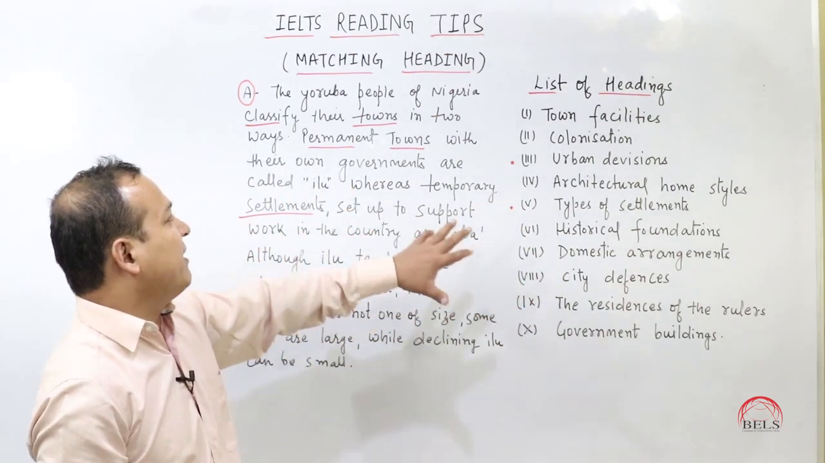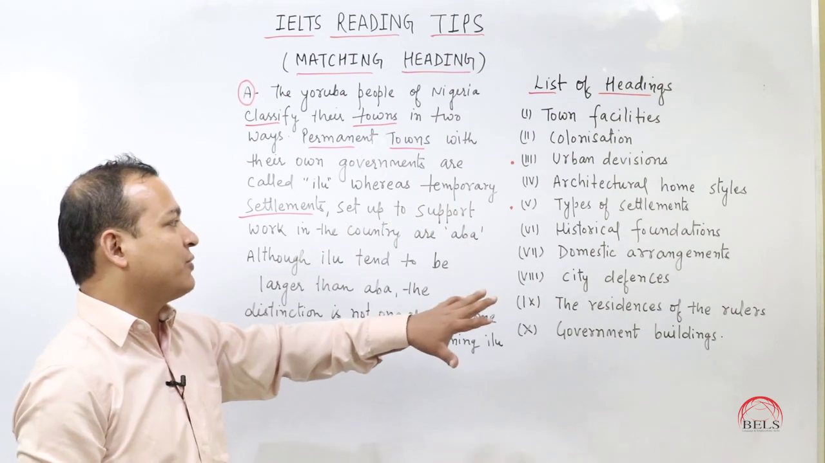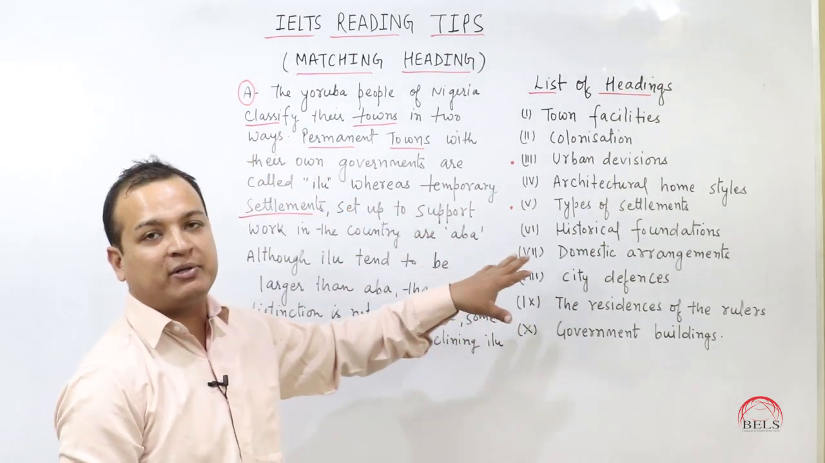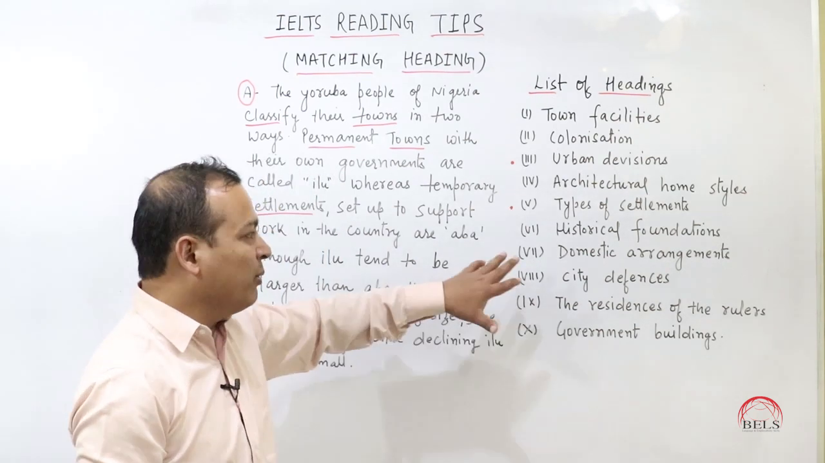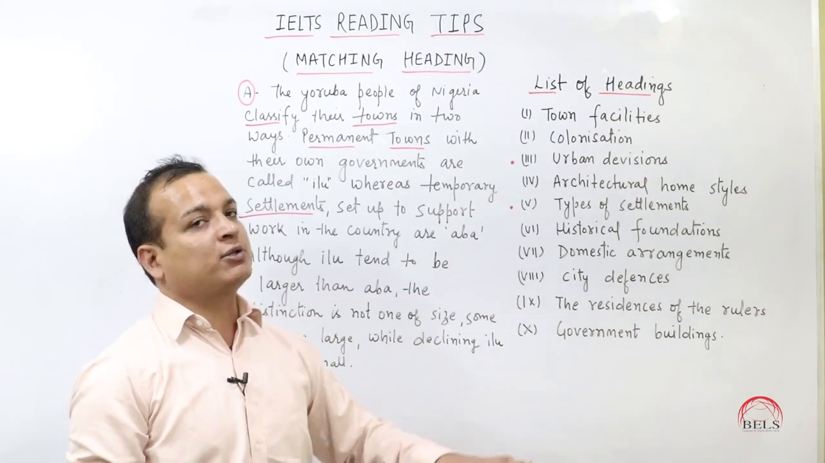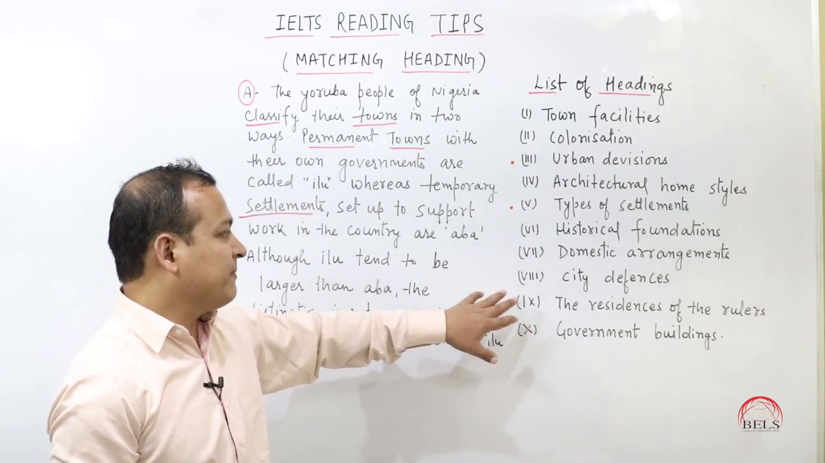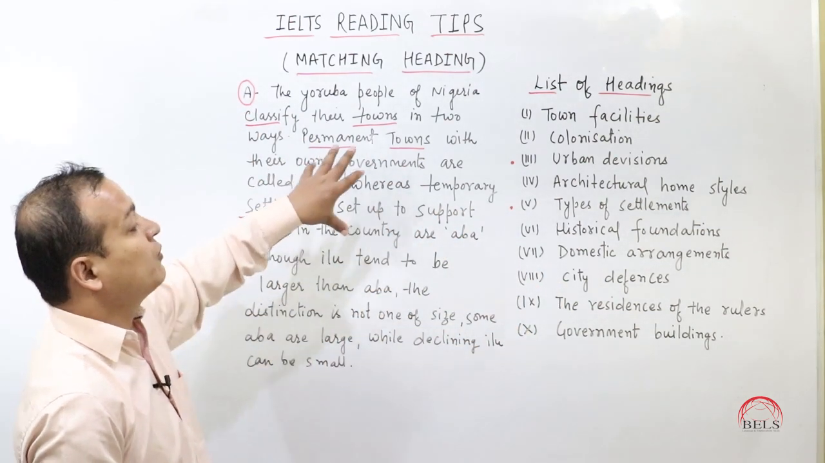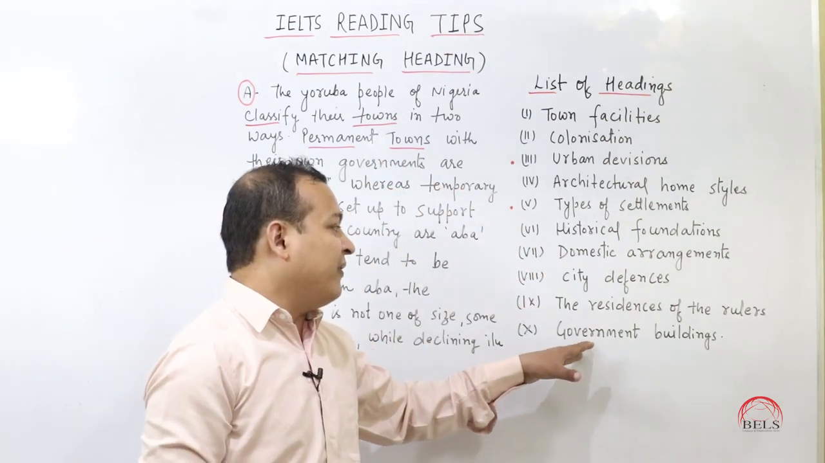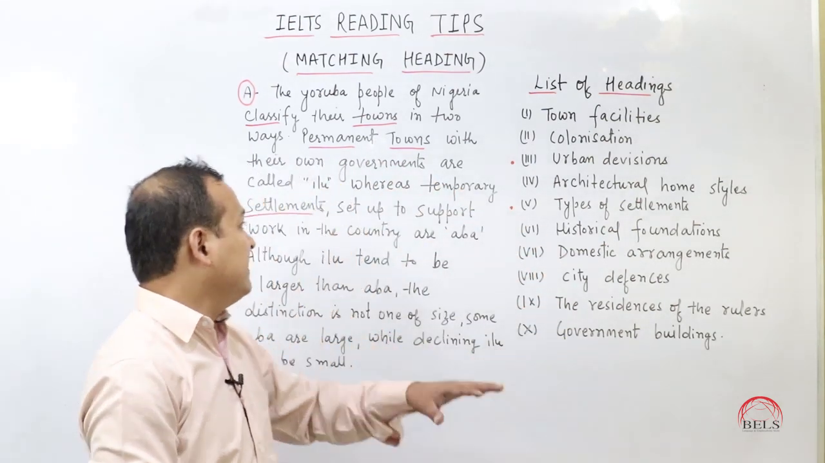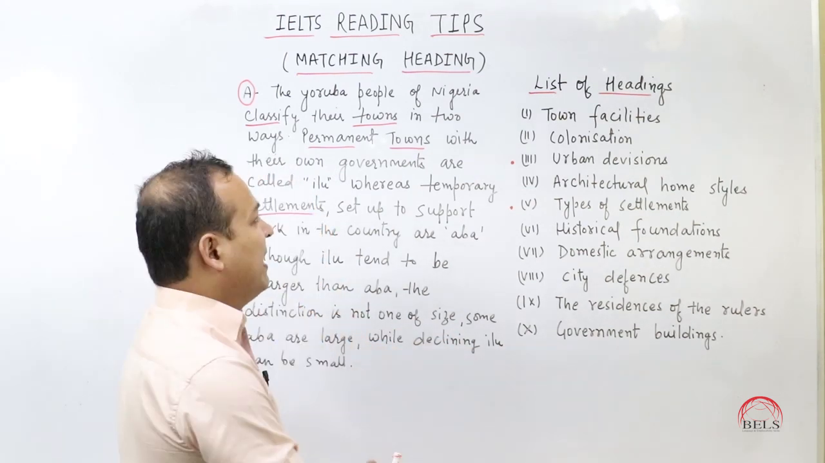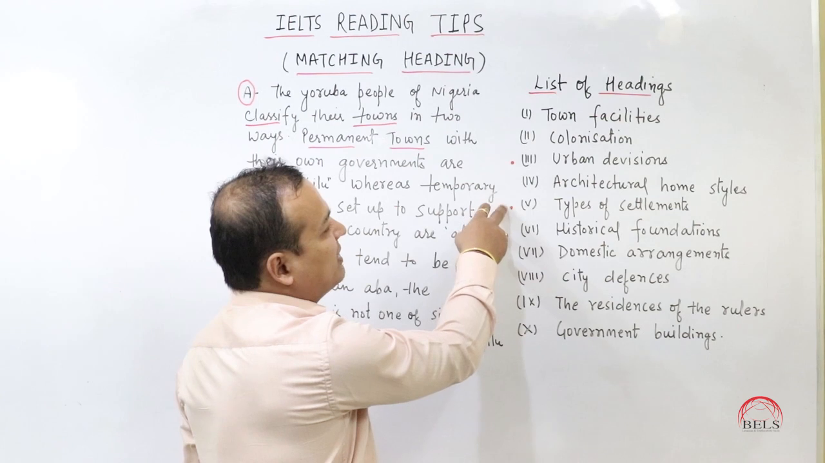Historical foundations, there is nothing they have mentioned about the historic part. Domestic arrangements, no, there is no information about domestic arrangements as well. So remove this part. City differences, they are not talking about city differences at all. The residences of the ruler, there is no information about the residences and also rulers. So please remove it. Finally, government buildings. You can see there is no information in the whole paragraph about the government buildings. So we have two options. Now read these two options very carefully.